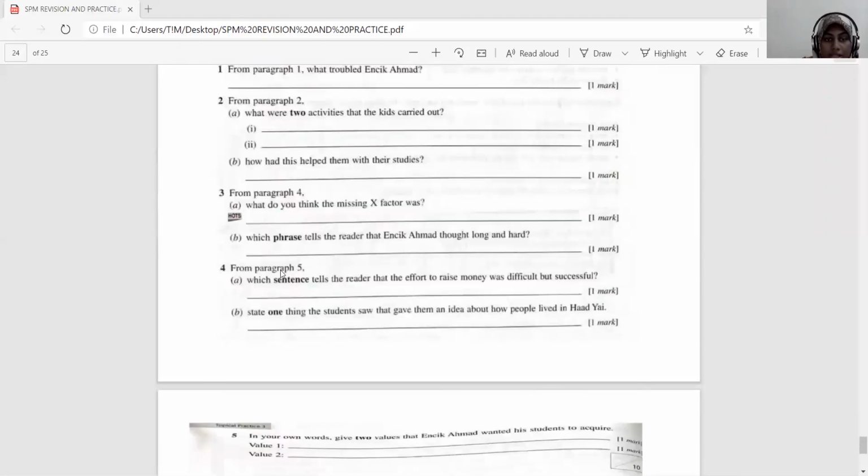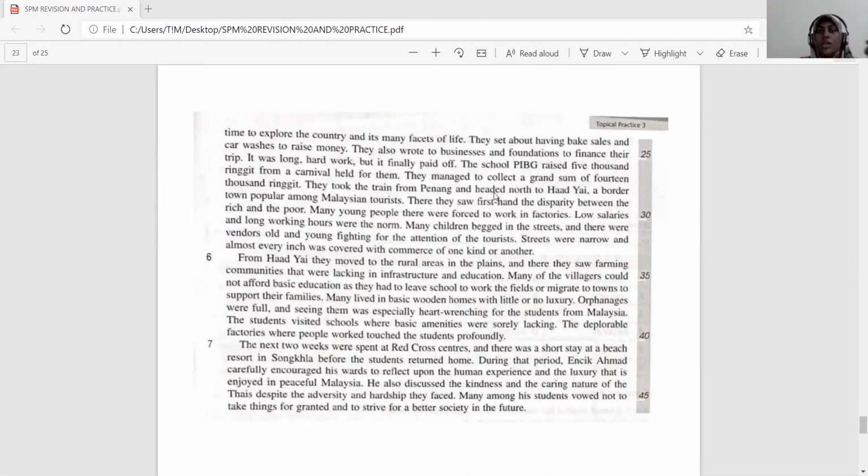The next question. From paragraph 5, which sentence tells the reader that the effort to raise money was difficult but successful? Which one was difficult but successful? Sentence, right? Paragraph 5. Let's look at paragraph 5. It was hard but successful. Which sentence? Yes. It was long, hard work, but it finally paid off. Very good. Because they asked for a sentence, ayat. Okay, kamu kena berikan beberapa patah perkataan.